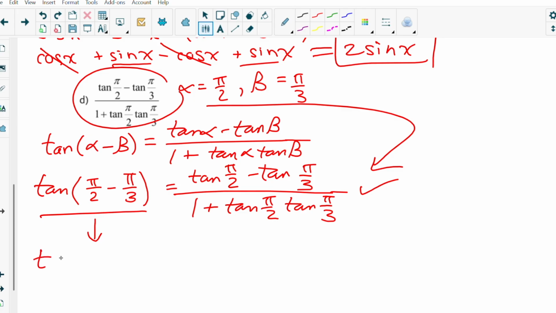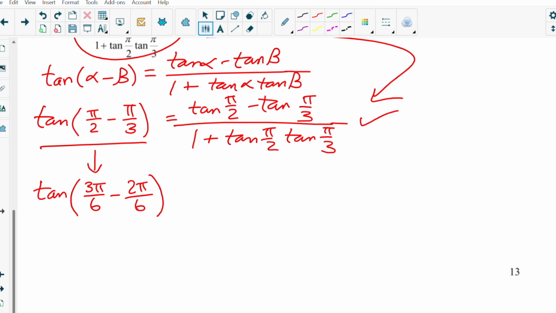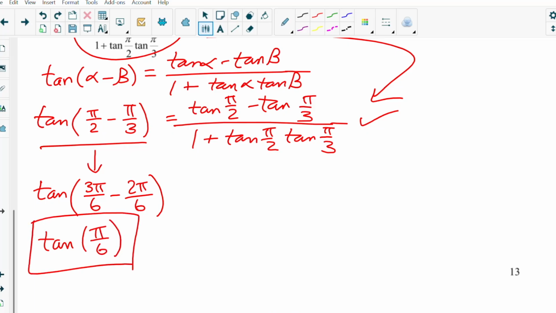So I'm going to focus on this. Let's shrink that into a single trig function. So pi over 2, I need a common denominator. So I'm going to go 3 pi over 6 minus 2 pi over 6. And that is tangent of pi over 6. There's my single trig ratio.